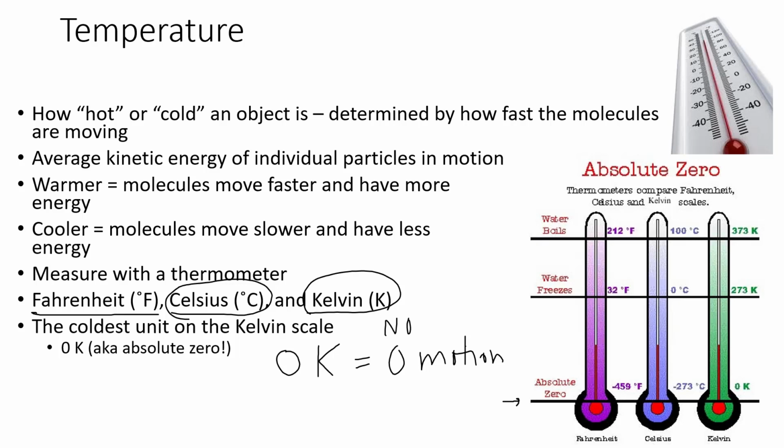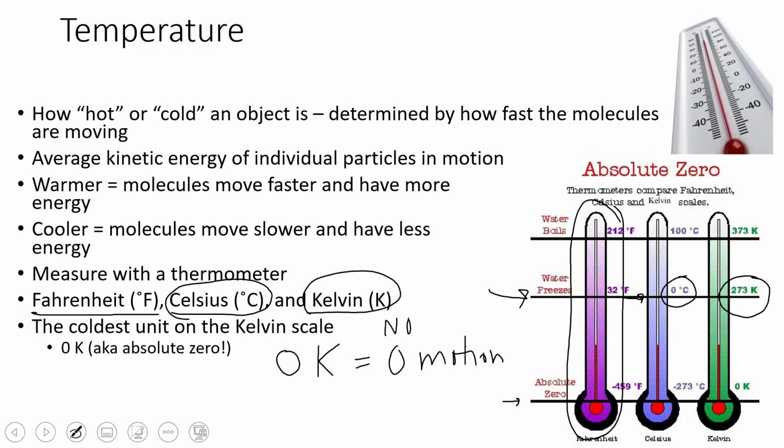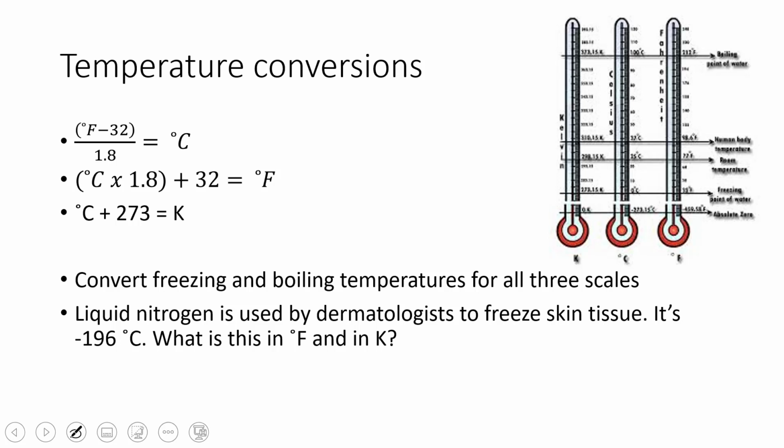So you can see here that this first one is our Fahrenheit scale. We know that water freezes at 32 degrees Fahrenheit, which is equivalent to 0 degrees Celsius and 273 K. Water boils at 212 Fahrenheit, which is equivalent to 100 degrees Celsius and 373 Kelvin. So how do we get from one scale to the next?